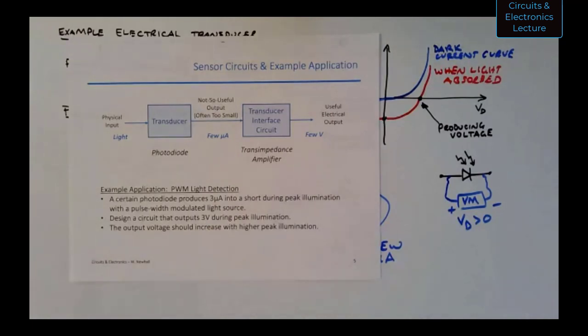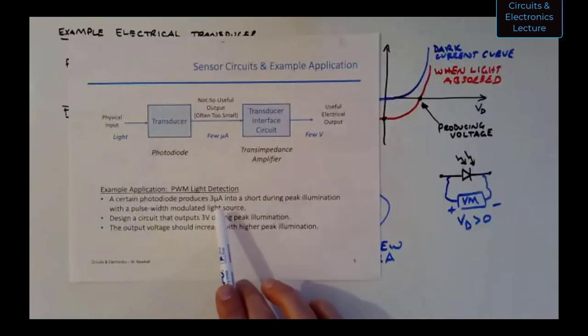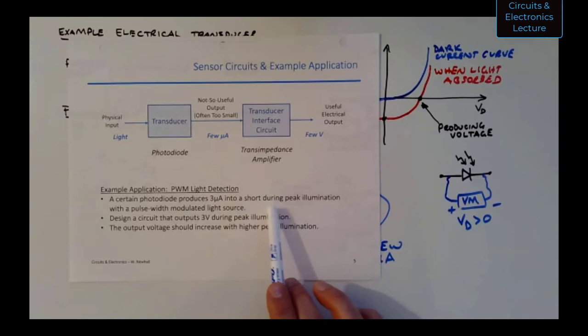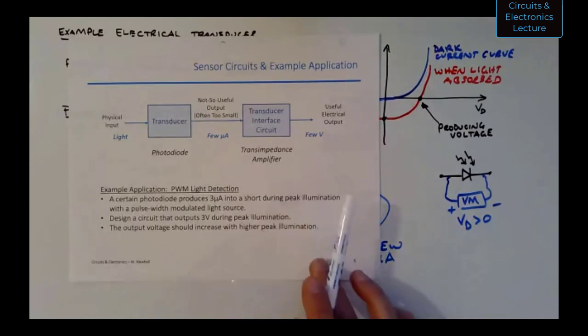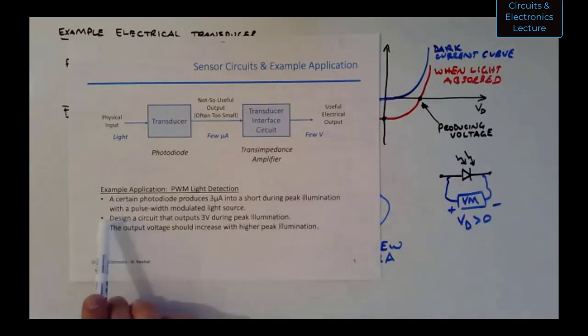So here's the example application. Let's suppose you want to do some pulse width modulation light detection. Let's suppose you have a light, and you're looking at the light and it's flashing so fast you don't know its frequency, you don't know its duty cycle, but you would like to detect that. That's the application. So a certain photodiode produces 3 microamps into a short circuit during peak illumination. Okay, so that's what you have to work with.